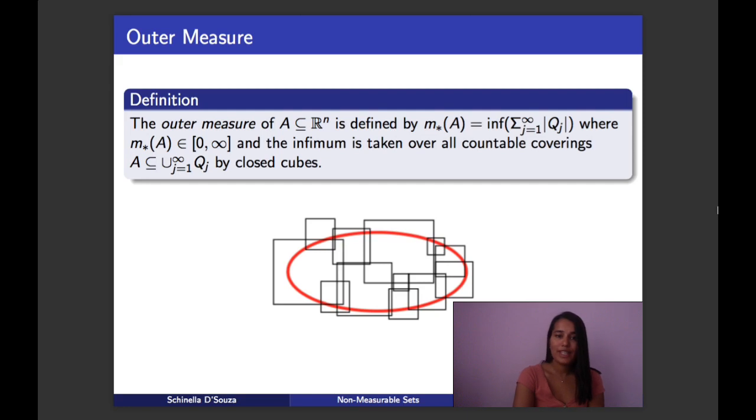The picture I have here is in 2 dimensions, so really it's area we're considering. If the set A is the red ellipse, this shows one possible covering of the set. You can imagine that as we look at every possible covering of the ellipse, we can make this approximation of its area better and better. In this way, the outer measure is always defined.